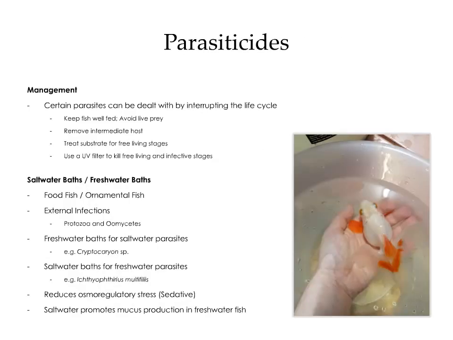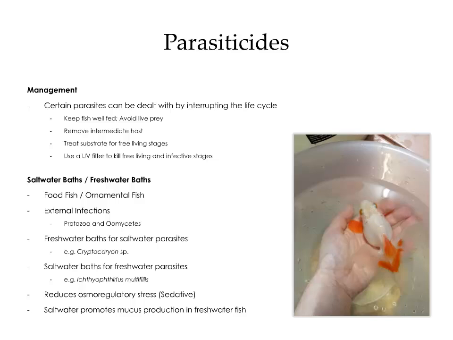When treating fish for parasitic infections, there are certain parasites that can be dealt with by interrupting the life cycle. This can be achieved in a number of ways. When fish are well fed, they tend to avoid live prey, which can be host to the infective stages. Other methods include removing the intermediate host from the environment, treating the substrate for free-living stages, and using a UV filter to kill free-living and infective stages suspended in the water column.